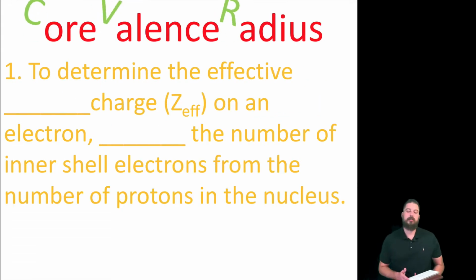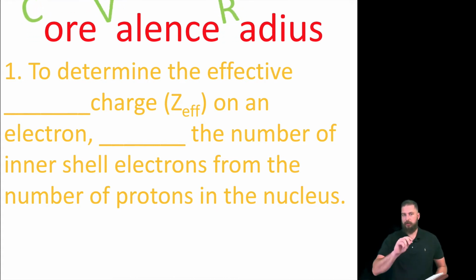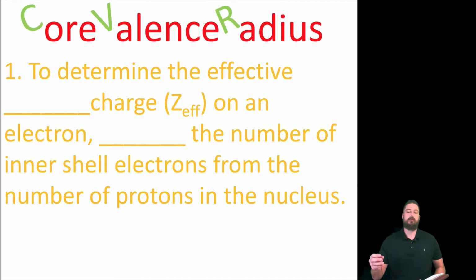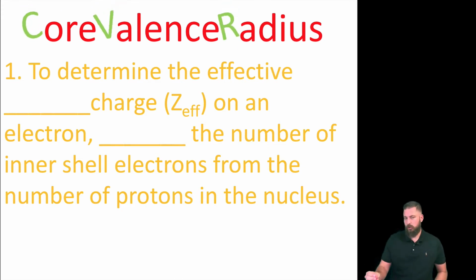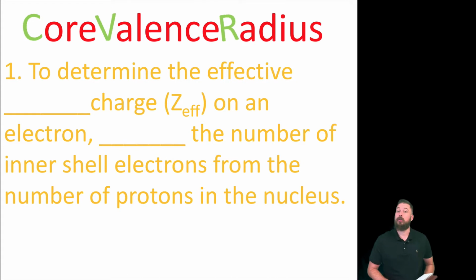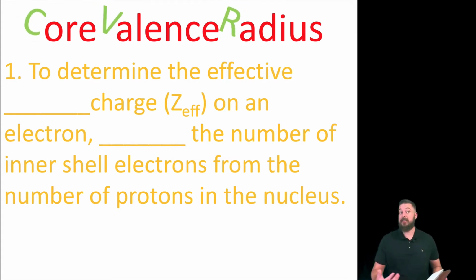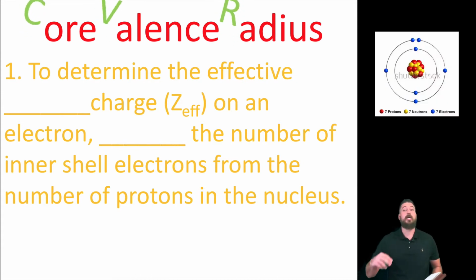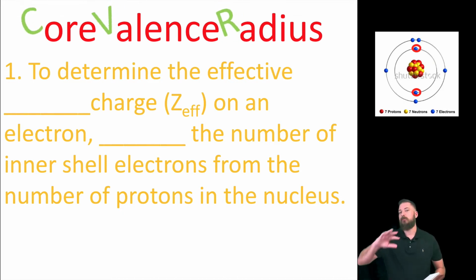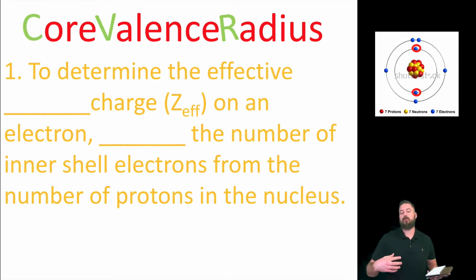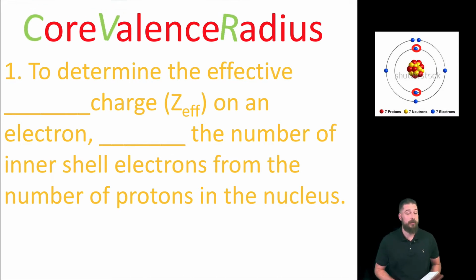Now, something we want to talk about is how the electron is attracted to the nucleus. We want to think about what is the charge that the electron is sensing from the nucleus. Now, if you have an element that has 7 protons and there's 1 electron around there, that electron is attracted to those 7 protons. However, the reality is that the inner electrons can actually block the nucleus partly from the valence electron.